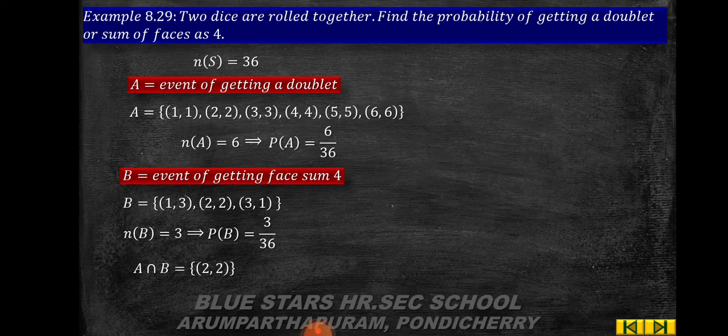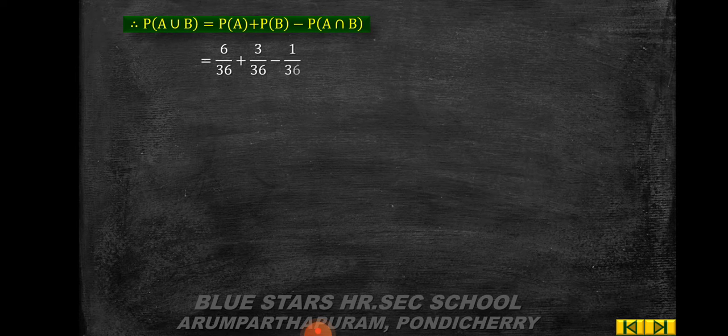So A intersection B is equal to 2,2. N of A intersection B is equal to 1, which implies P of A intersection B is equal to 1 by 36. Therefore, P of A union B is equal to P of A plus P of B minus P of A intersection B, which is equal to 6 by 36 plus 3 by 36 minus 1 by 36, which is equal to 8 by 36.